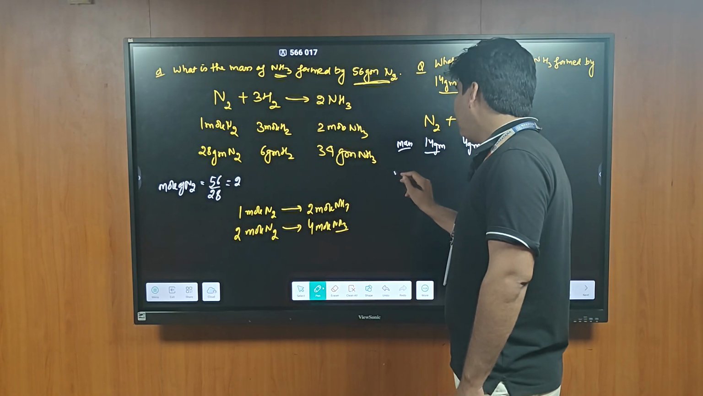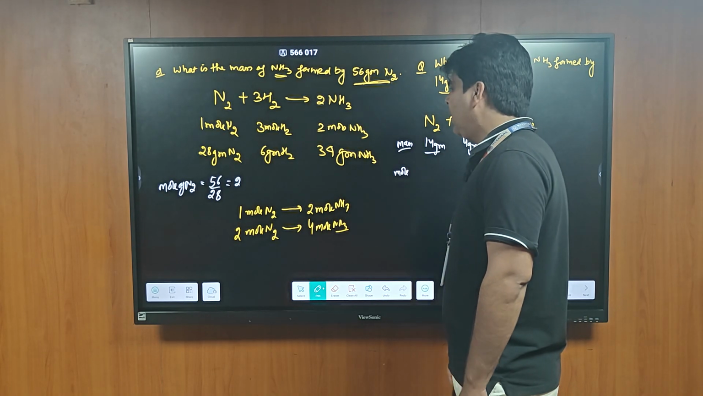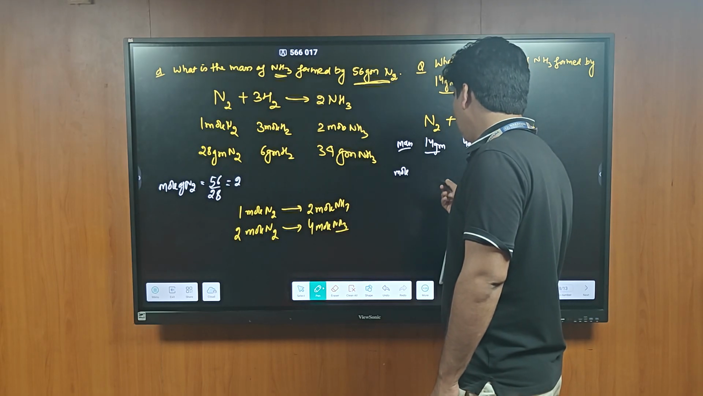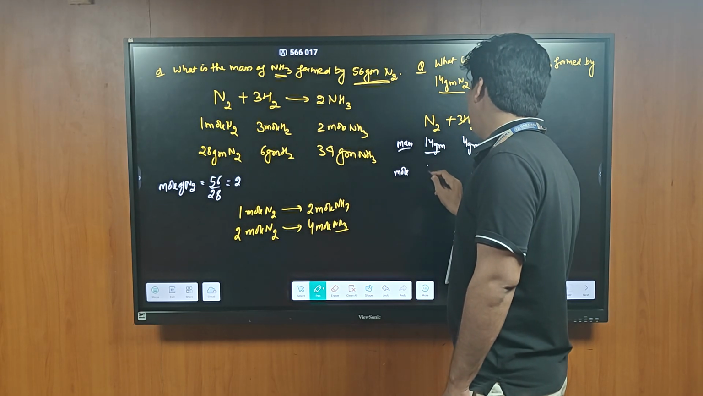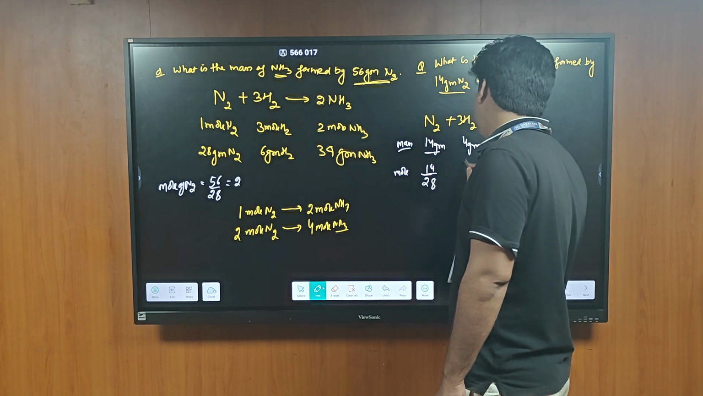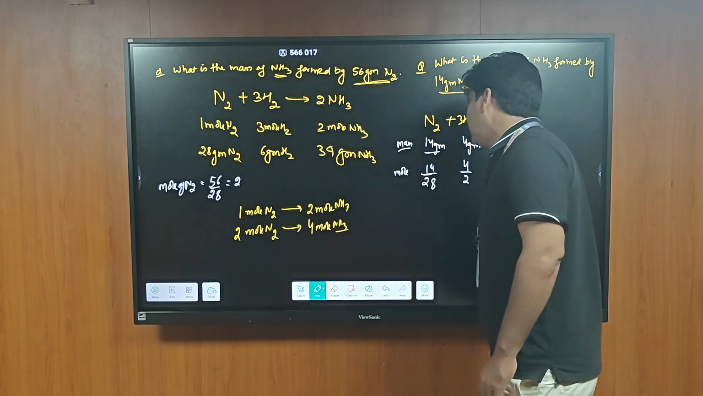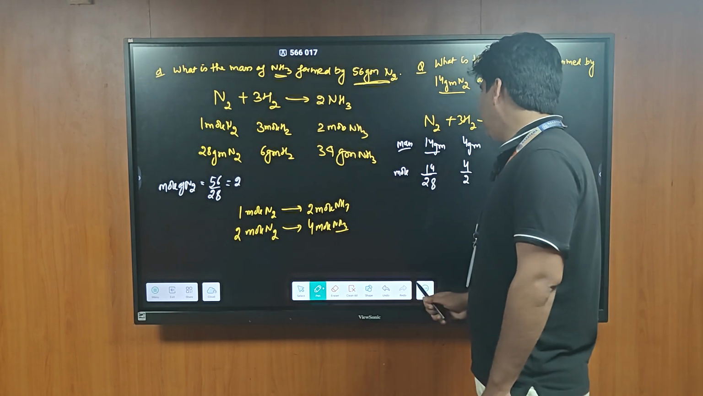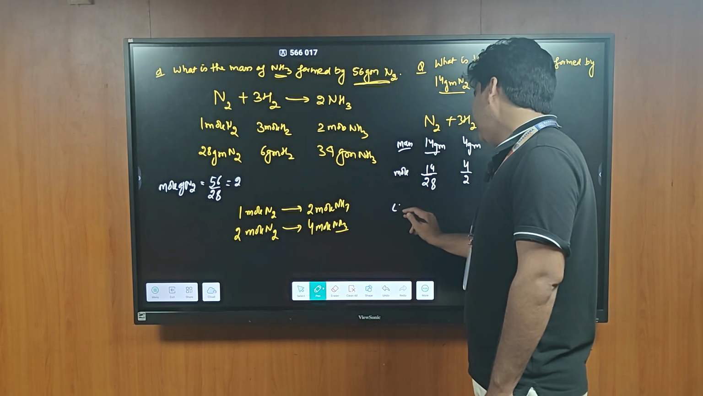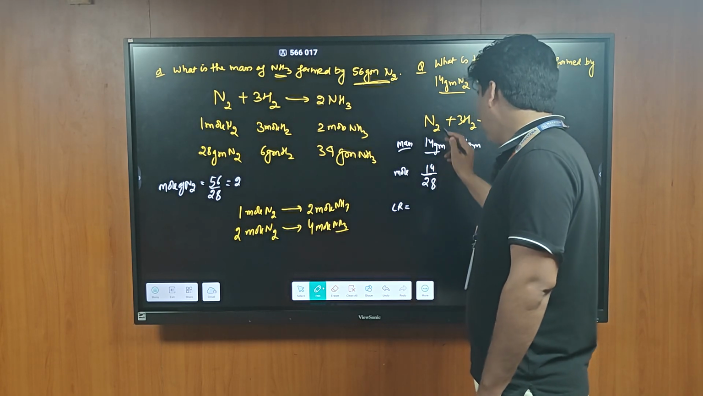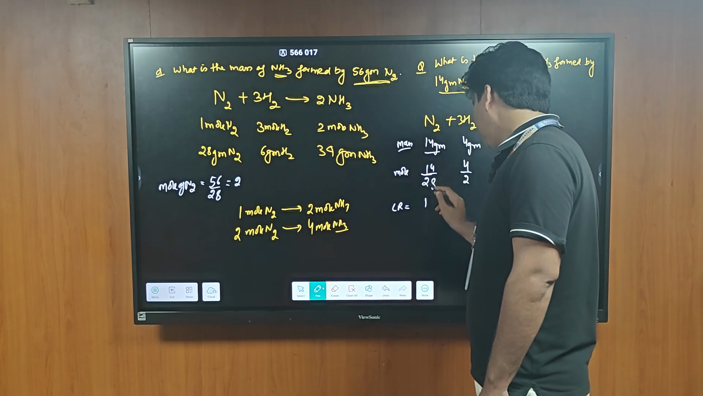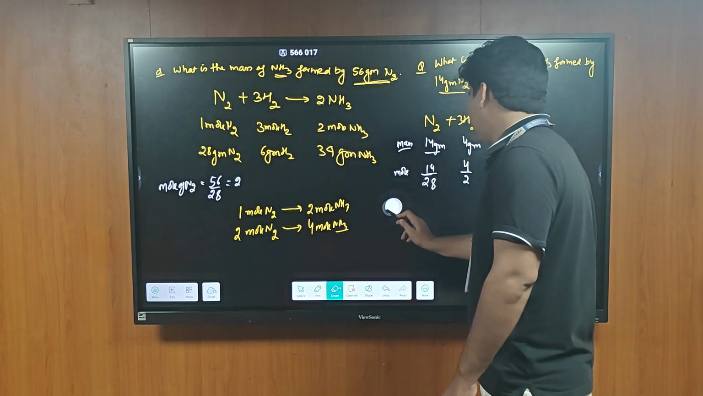Now again we will find the moles. The moles will be 14 by 28 for nitrogen and 4 by 2 for hydrogen, right? Now, for the limiting reagent we'll have to divide the mole by its stoichiometric coefficient. Then what will be its mole?